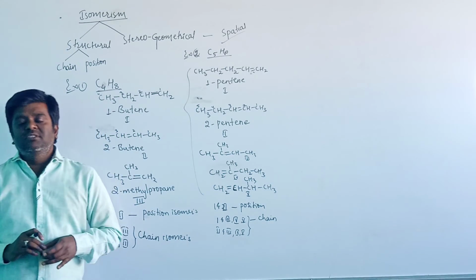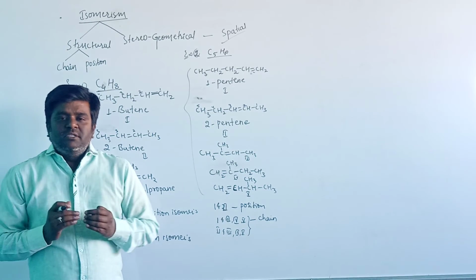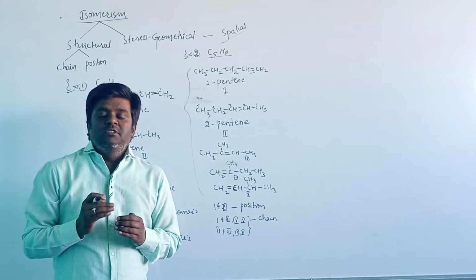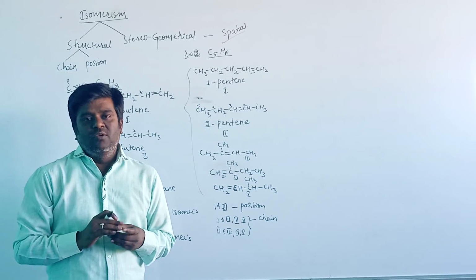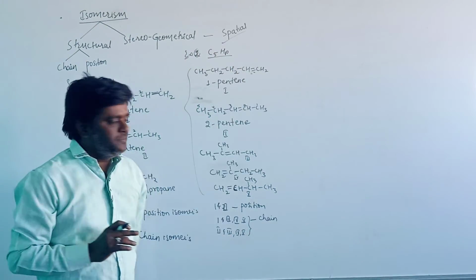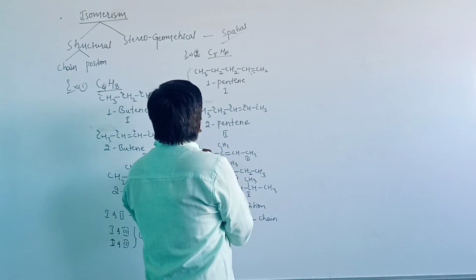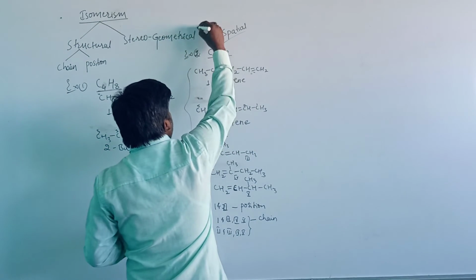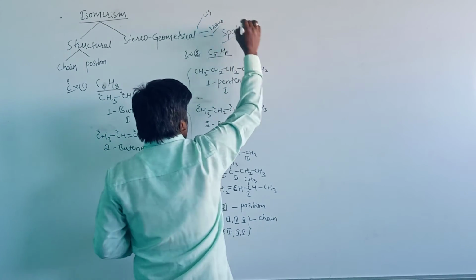The compounds having the same molecular formula but differing in the arrangement of atoms in space, which is restricted towards the carbon-carbon double bond, are known as geometrical isomers. Okay? The geometrical isomers are mainly two types. One is cis and another one is trans.